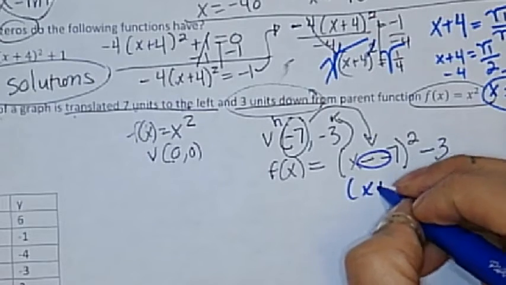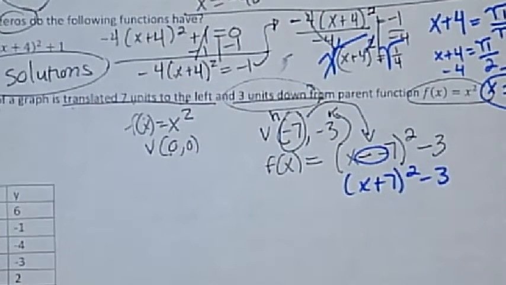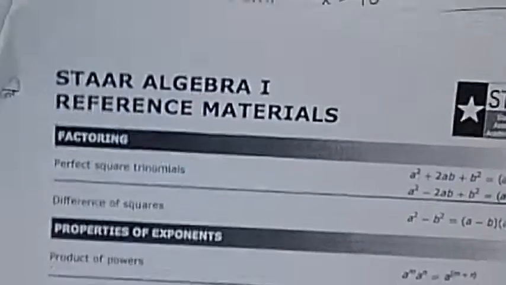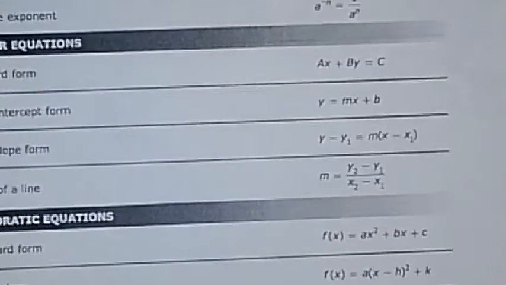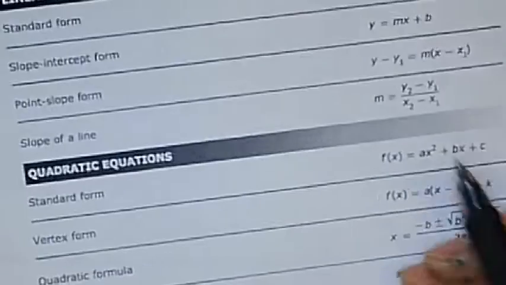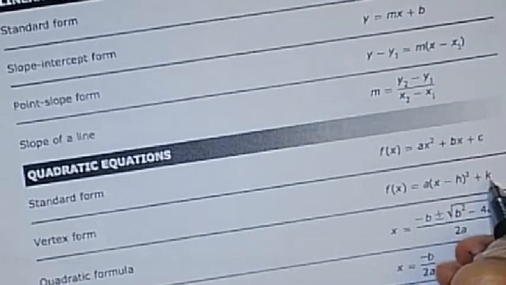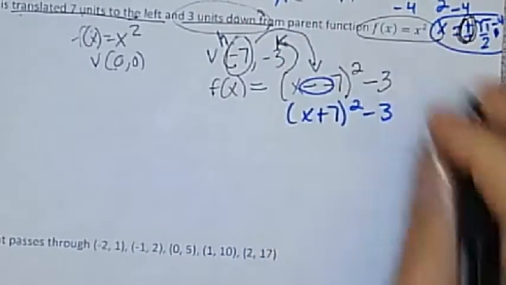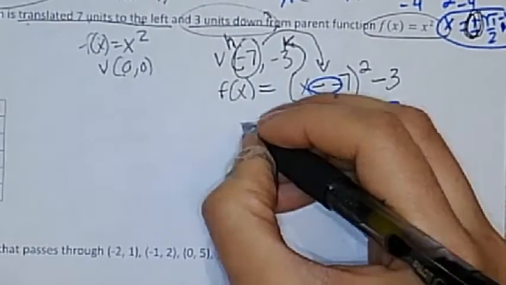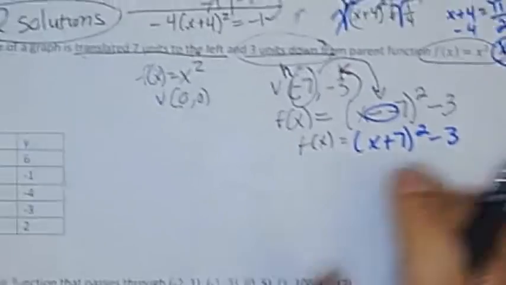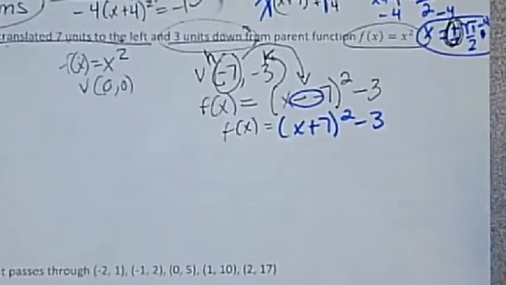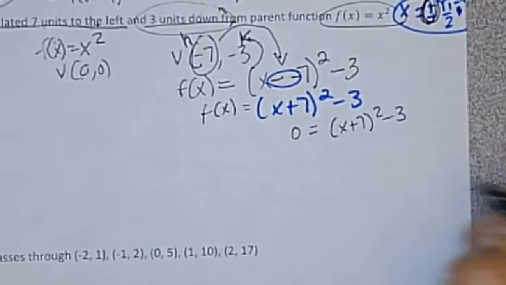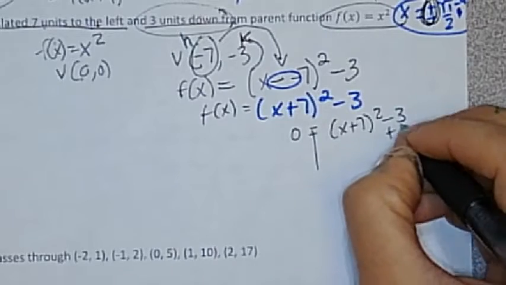That's a plus. Okay? And right here, I am using the vertex formula that is right here, okay? So I'm plugging in the h and the k. So here, in order for me to know how many zeros, I will have to solve it, right? So 0 equals x plus 7 squared minus 3. Okay, and it would be plus 3, plus 3.